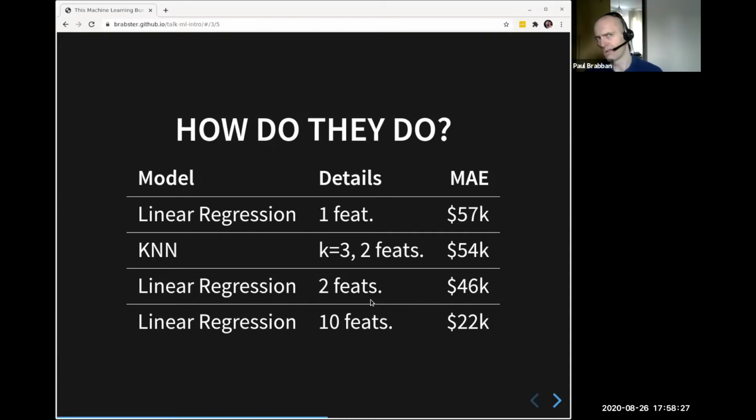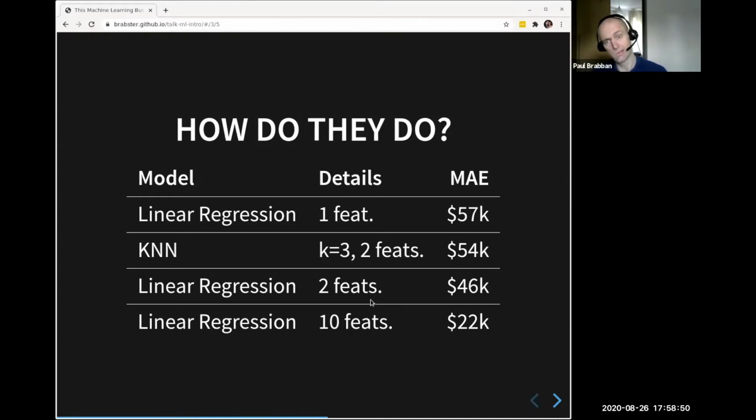If you think about how those data points are distributed, a lot of them are very close together, some of them are very far away. So that mean average error may not be a very useful estimator of the error. But we're going to use that for now, it's easy to understand. The k-nearest neighbor algorithm with k equals 3 and 2 features, what we just saw, brings that mean average error down to $54,000.